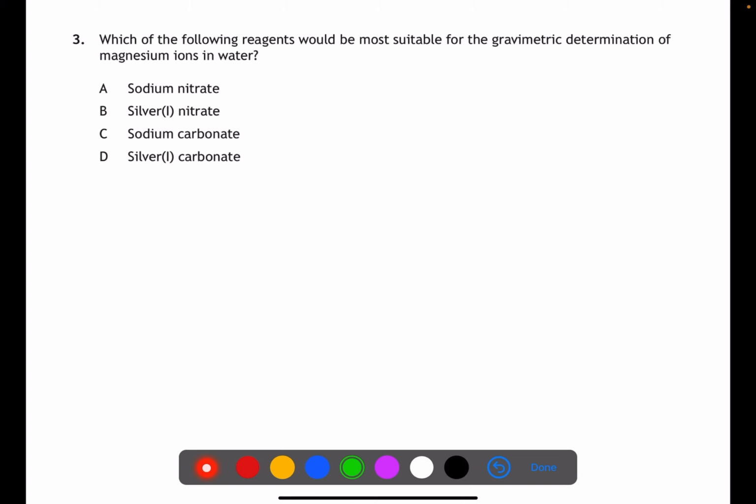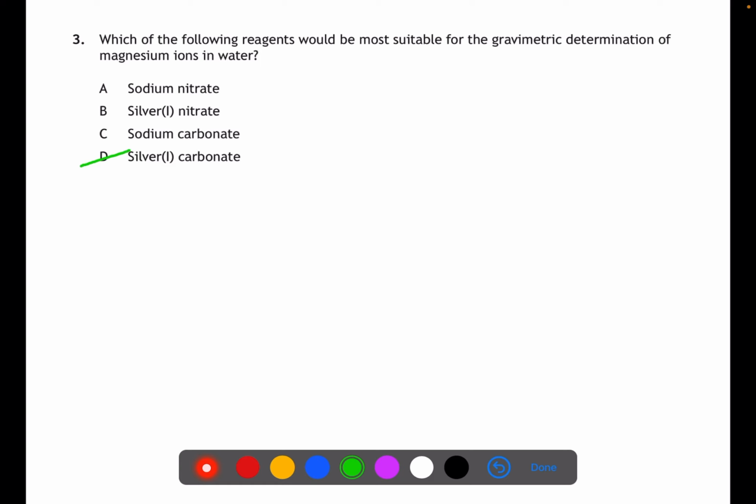Question 3. Which of the following reagents would be most suitable for the gravimetric determination of magnesium ions in water? For gravimetric determination, we require a solid. This is because gravimetric determination is about weighing masses. If this is the case, then we need to produce a precipitate when we mix one of these solutions with the magnesium ions that are in water. The solution itself needs to be soluble so that we can form that precipitate. Using the databook, we can find that silver carbonate is not soluble.